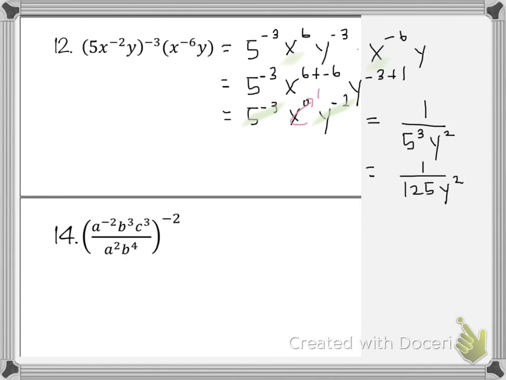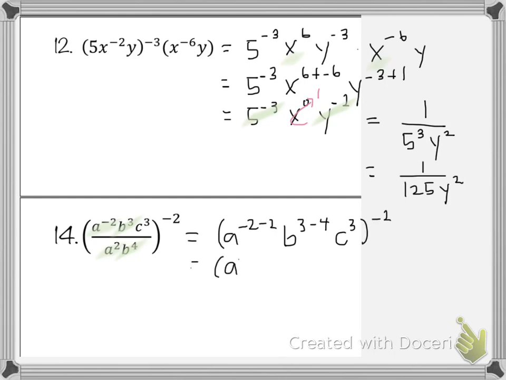Okay, so let's do this one here. There's 2 ways you could have simplified number 14 right here. You can go ahead and simplify inside that parentheses. So take everything inside that parentheses and simplify it. Simplify those 2 things and then distribute your exponent. That's what I'm going to do. So you would have a to the negative 2 minus a 2, b to the 3rd minus a 4th, and c cubed. All of that raised to the negative 2 power.